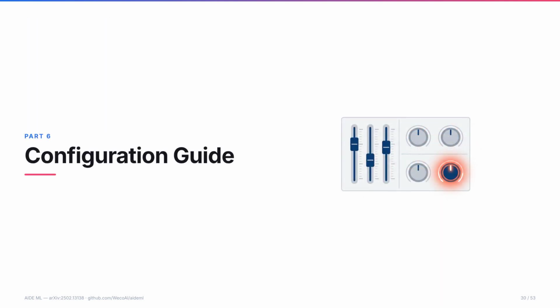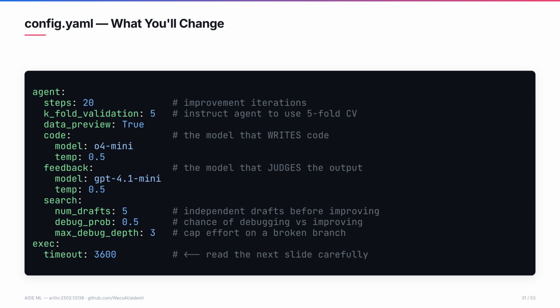Next, configuration. There are a few knobs that matter far more than they look. This is the shipped config. Notice there are 2 separate models. One that writes code, and a different one that judges the output. The search block holds the policy parameters we saw earlier, 5 drafts before improving, a 50% chance of debugging, and a debug depth cap of 3. And at the bottom, exec.timeout, set to 3600 seconds. That line is far more interesting than it looks.